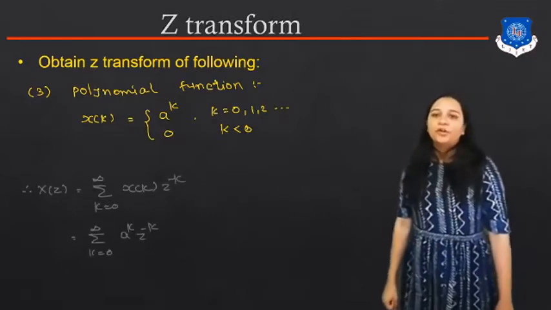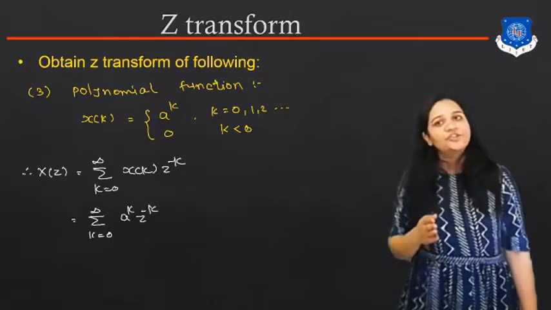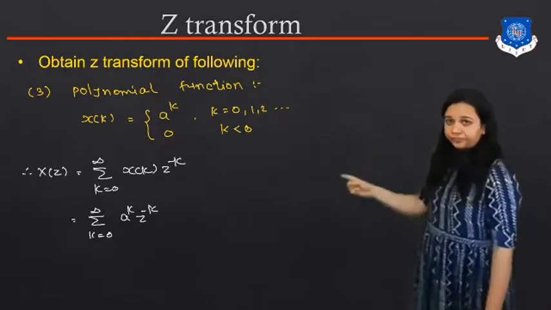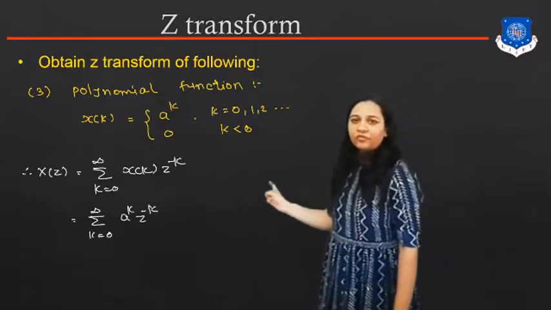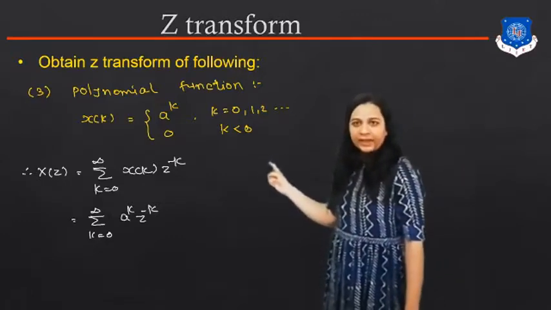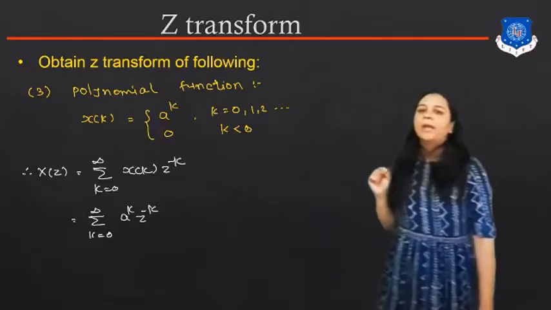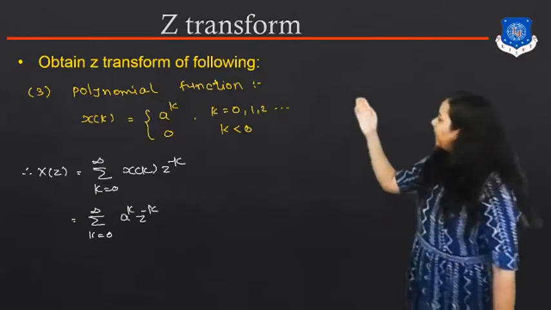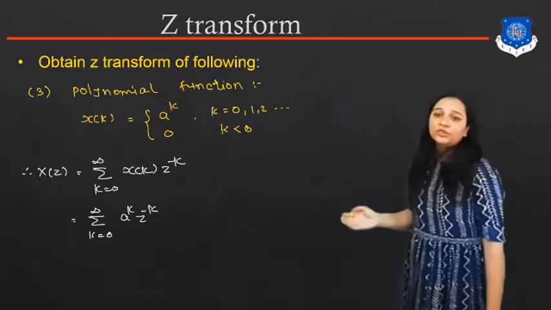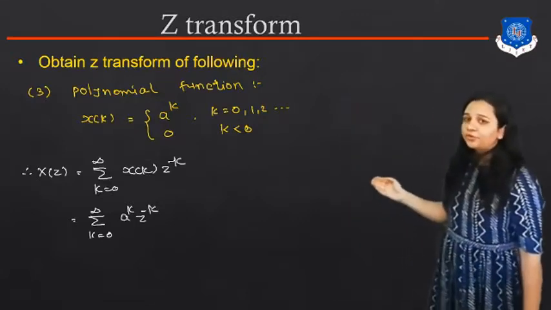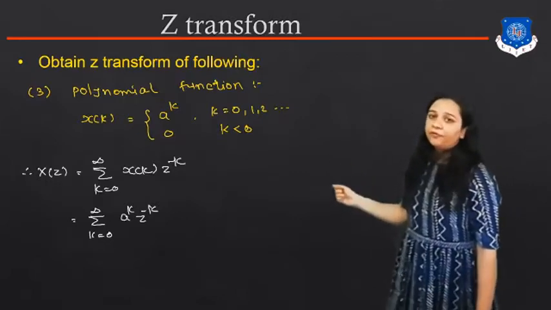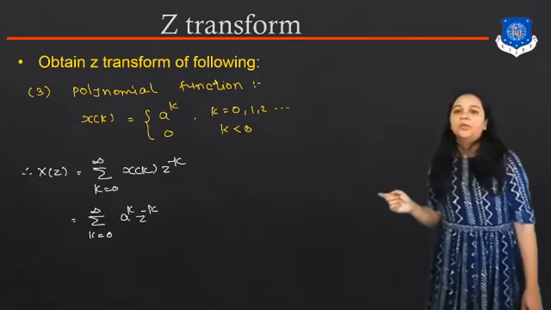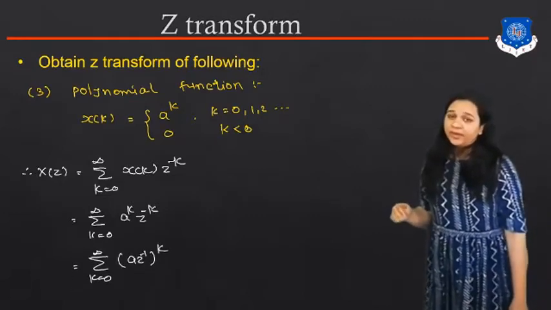So first of all we have to write the equation of the standard z transform that is equal to x of z is equal to summation of k is equal to 0 to infinite x of k z raised to minus k. Okay. Now we put x of k is equal to a raised to k. So the equation will become summation k is equal to 0 to infinite a raised to k z raised to minus k. Clear? Now the next step is we have to simplify this equation.